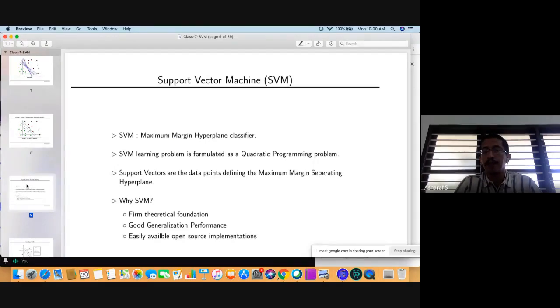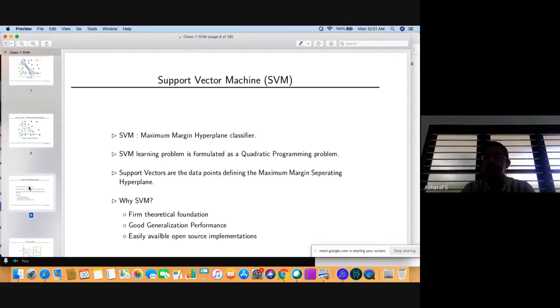This is what Vapnik said. When you're looking for the best hyperplane, SVM can find the maximum margin hyperplane. Vladimir Vapnik, the scientist, said: let us formulate the SVM learning problem as an optimization problem. To be very specific, a quadratic programming problem, material on which I have already shared.